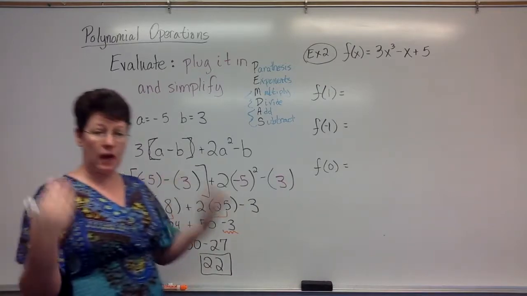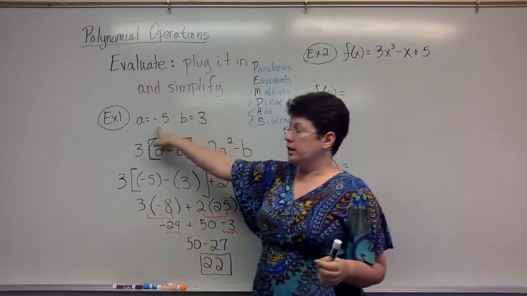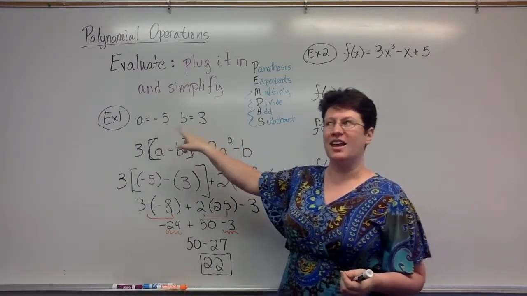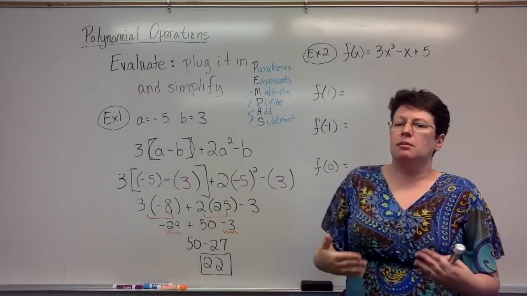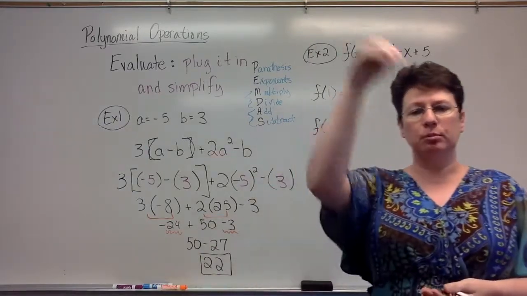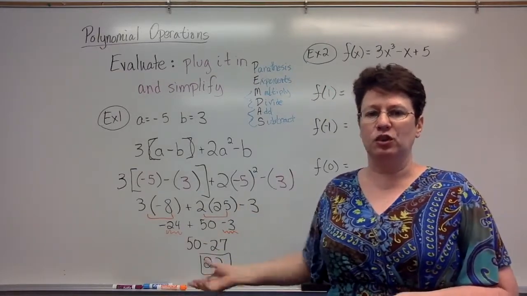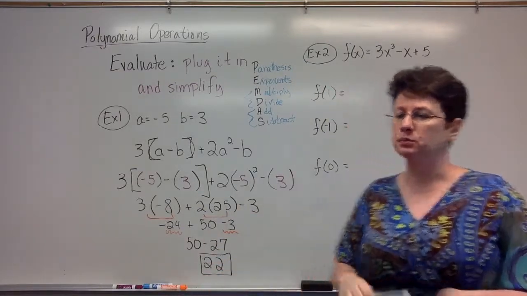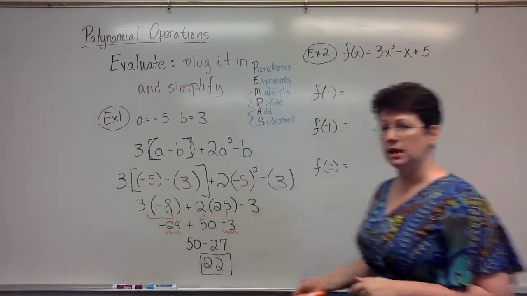So I evaluated this expression for A equals -5 and B equals 3, and I get 22. So anytime I evaluate a function, I'm plugging something in, and now I'm going to get the answer for what I plugged in. That sounds easy enough, right? It is. It really is that easy.